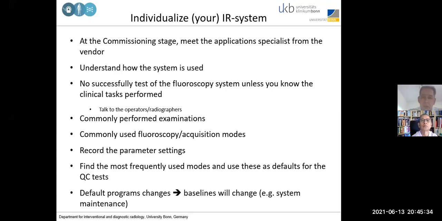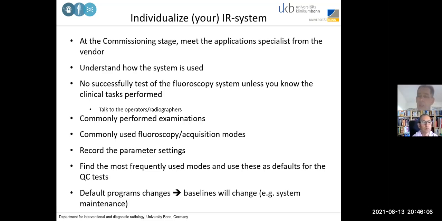There is no successful test of the fluoroscopy system unless you know which clinical tasks are going to be performed. For sure, if you don't see what the system is used for, you may test something entirely different to what it is used for. Therefore, talk to the radiographers, talk to the operators. What are they doing? What are they aiming at? And invite them to commissioning. I can recommend that. Invite them to commissioning and talk to them about how the machine is used.